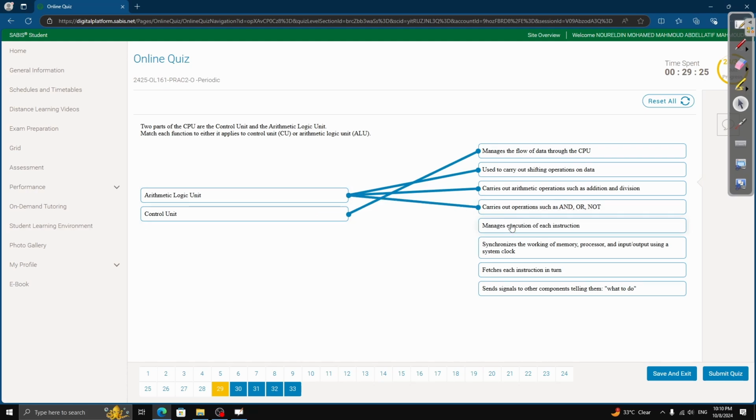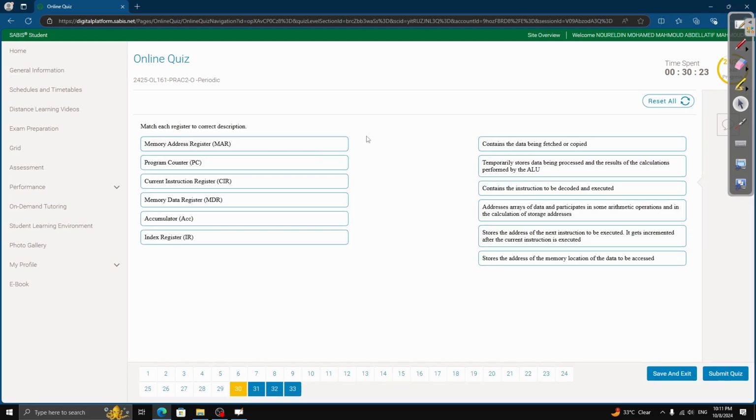Manages the execution of each instruction. This is the control unit. It's controlling everything. It's managing the execution. Synchronizes the working of memory, processor and input-output using a system clock. This is the control unit. It synchronizes. It controls mostly everything. Fetches each instruction in turn. Control unit. Sends signals to other components telling them what to do. Control unit.